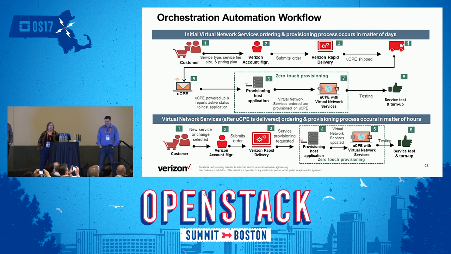So I want to talk a little bit about the automation workflow. This is actually from the customer perspective that we're looking at the workflow. So the customer puts in an order, or the customer puts in an order to the account manager, either one, and then it goes into the portal, actually. And then in the case of a universal CP, we ship it out. And then it powers up, and then it reports its active status back.